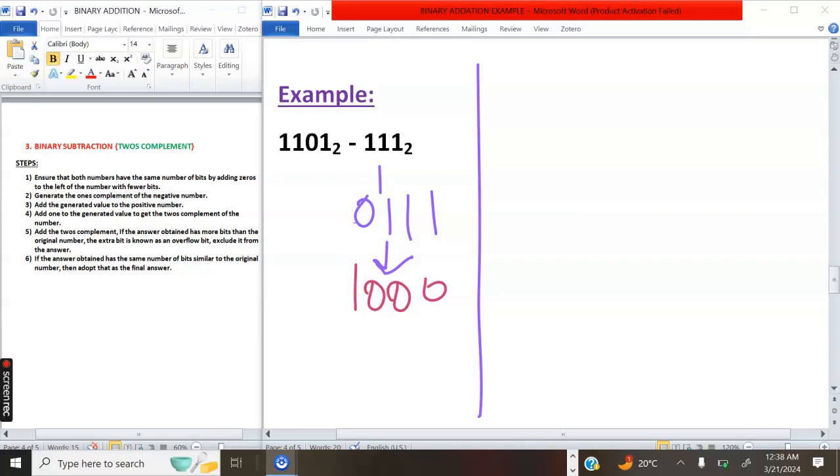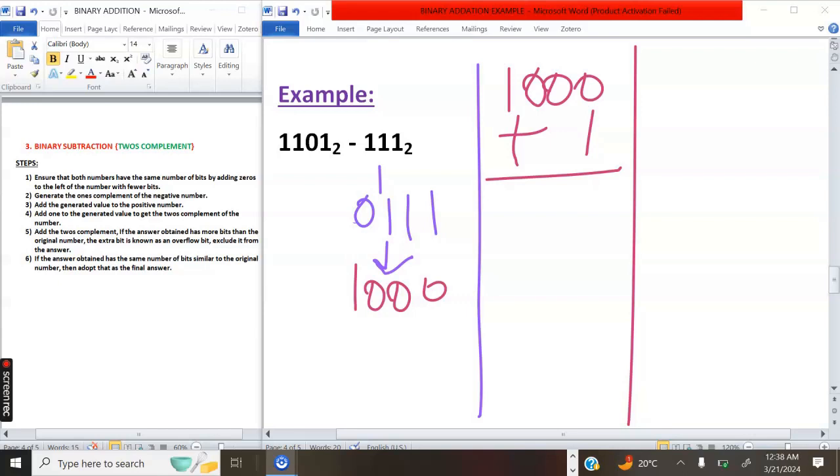After that, the next step is to add. You add 1 to the answer that you have gotten from the one's complement. You had 1000, then you add 1, so eventually you get 1001. This is the answer that you get after you add the 1, so that your number is now a two's complement.